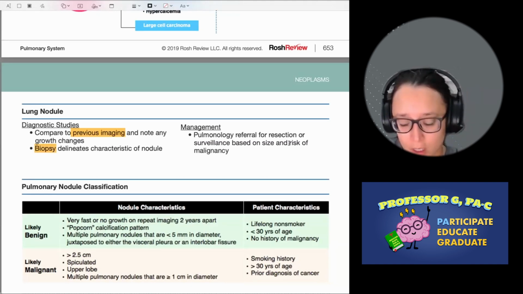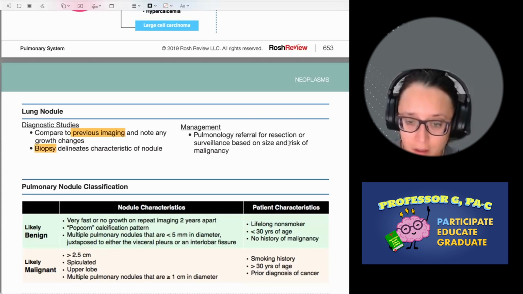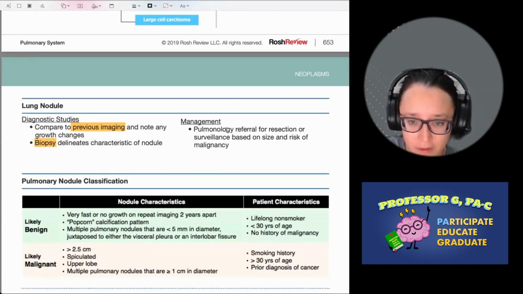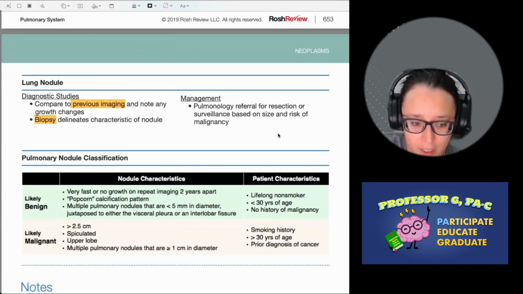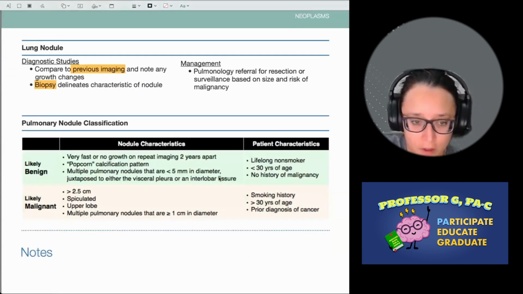It depends where the lesion is located. If it's more peripherally located, we can do a transthoracic biopsy. If it's more centrally located and we can reach it with bronchoscopy, we usually try to do it with bronchoscopy. All this stuff is going to be managed by a referral, not by us usually, unless we're in pulmonology or critical care.